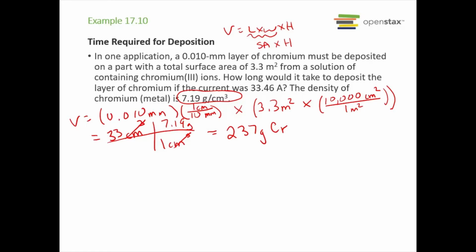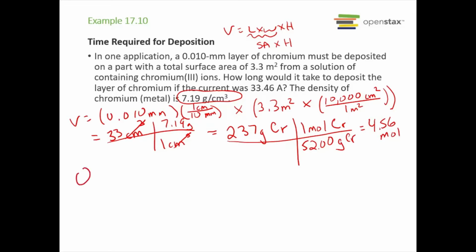But when it comes to all of our equations for our coulombs and stuff, we need moles. So we can use now this grams to get our n, which is moles, using molar mass of chromium. And so there's 1 mole of chromium for every 52.00 grams. So this gives us 4.56 moles. And then we know that Q is equal to n times F.